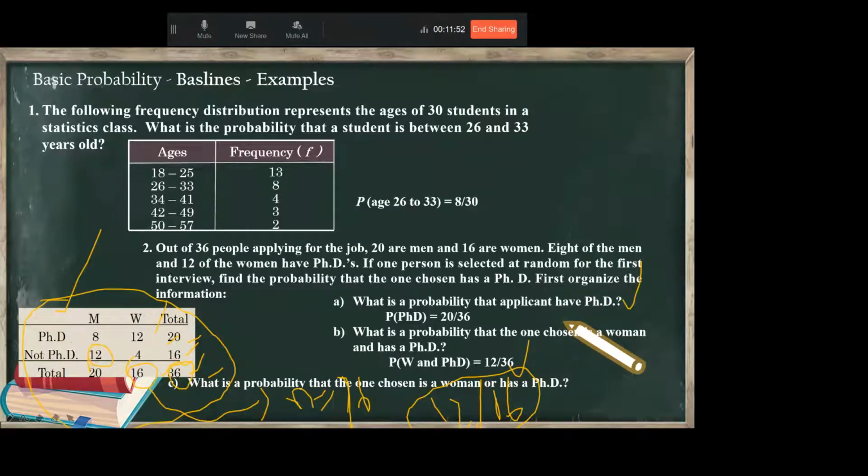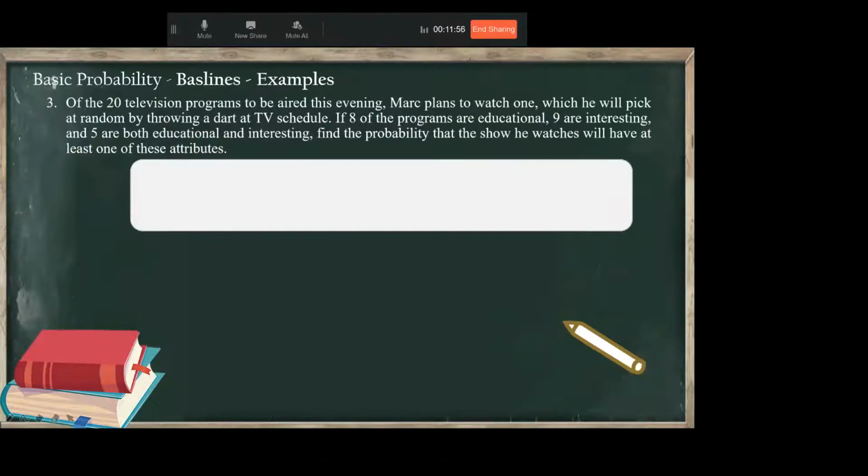Now, what is the probability that one chosen is a woman or has a PhD? That's very simple. We have done this. Now, there's another example. Let's take a look.